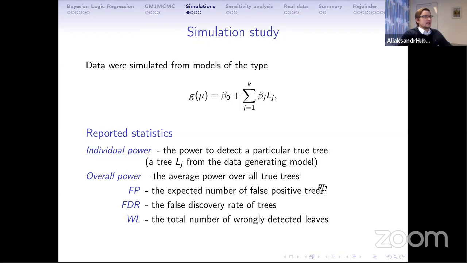Based on those simulation studies, we would like to evaluate the individual power of recovering these selected trees, the overall power, as well as the expectation of the false positive number, the false discovery rate, and the total number of the wrongly detected leaves in the simulation study.